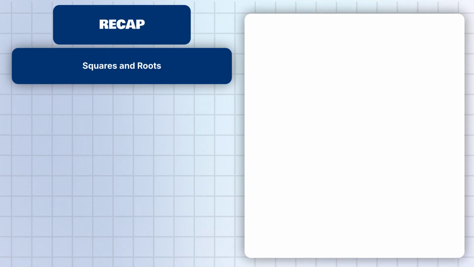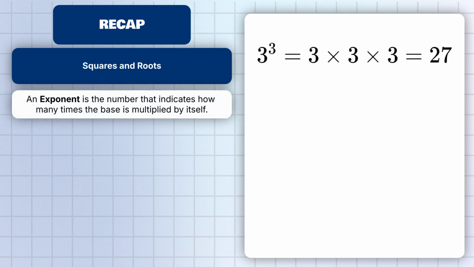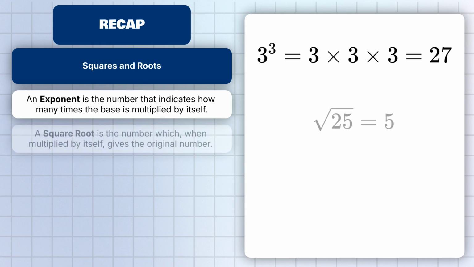Before we dive into new techniques, let's briefly recap two fundamental concepts. An exponent is the number that indicates how many times the base is multiplied by itself. For example, 3 cubed equals 3 times 3 times 3, which equals 27, so 3 is the base and 3 is the exponent. A square root is the number which, when multiplied by itself, gives the original number. For example, the square root of 25 equals 5 because 5 times 5 is 25.